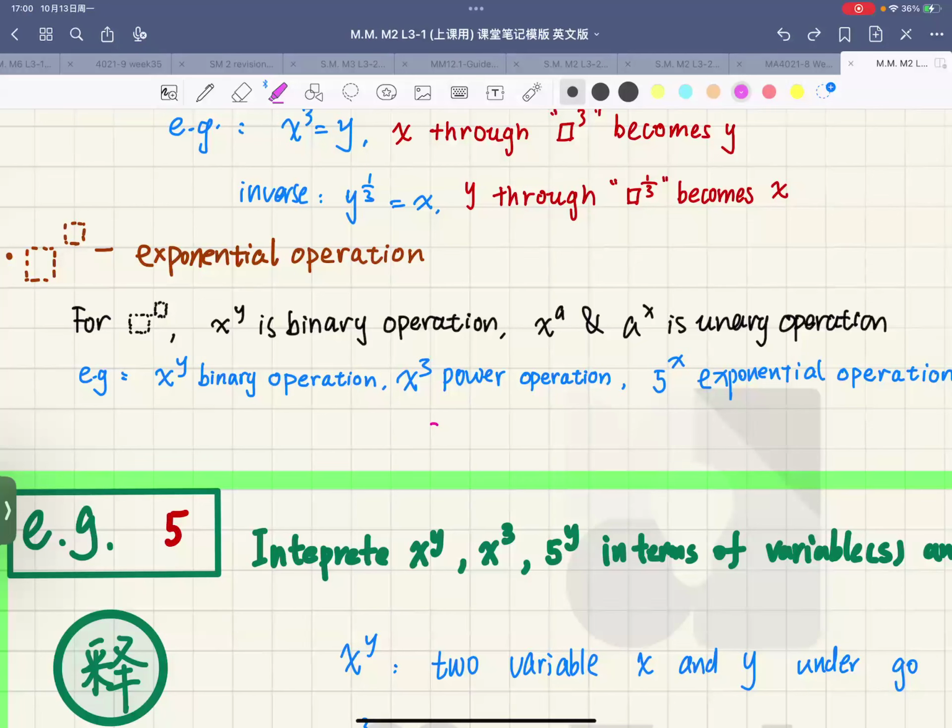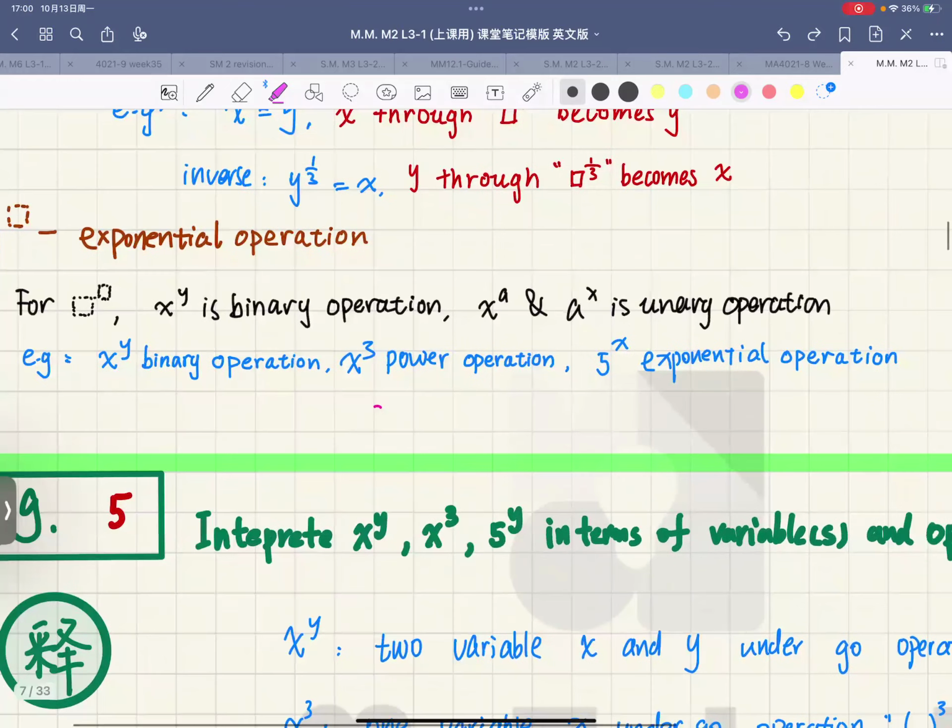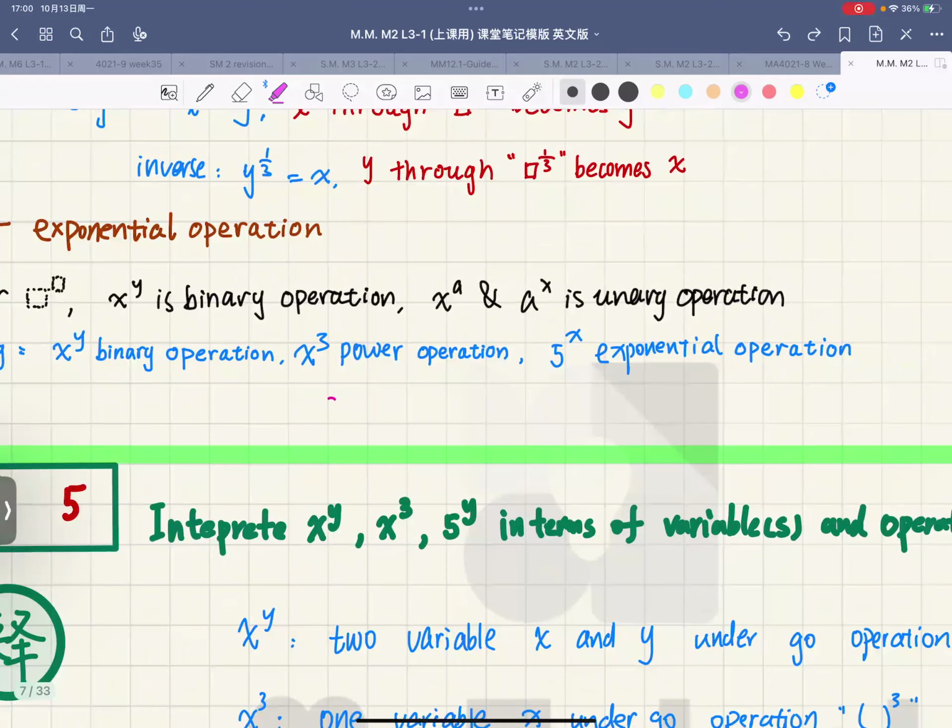Do you remember we generally use a, b, c for constants, or x1, x2, y1, y2 for constants, and x, y for variables? So x to the power of y, basically we have two variables, x and y, they're both variables. So it's a binary operation. But x to the power of a, or a to the power of x, how many variables are in this x to the power of a? Which one is the variable, x or a?